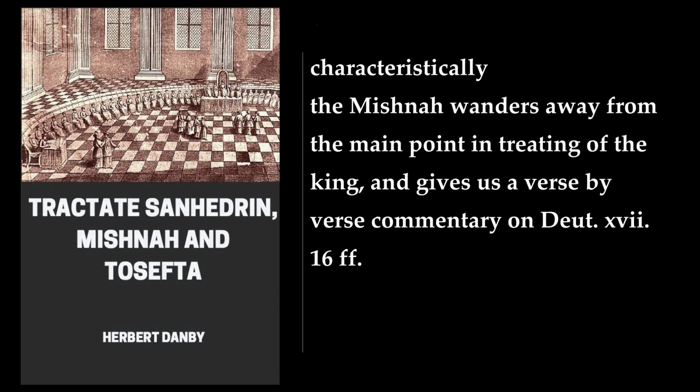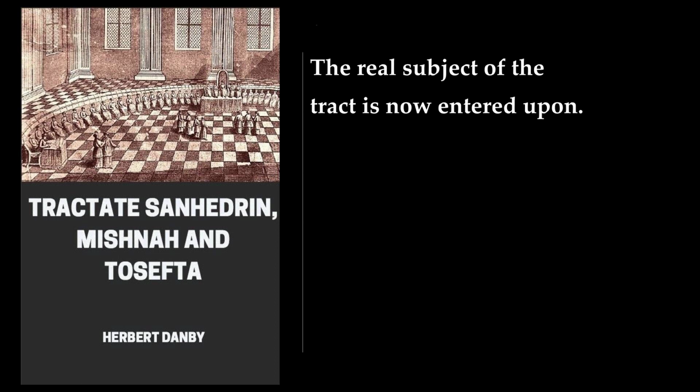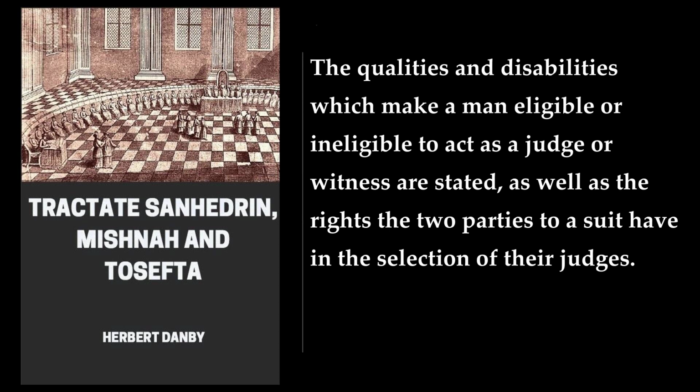Characteristically, the Mishnah wanders away from the main point in treating of the king, and gives us a verse-by-verse commentary on Deuteronomy 17. 16 ff. The real subject of the tract is now entered upon. The qualities and disabilities which make a man eligible or ineligible to act as a judge or witness are stated, as well as the rights the 2 parties to a suit have in the selection of their judges.